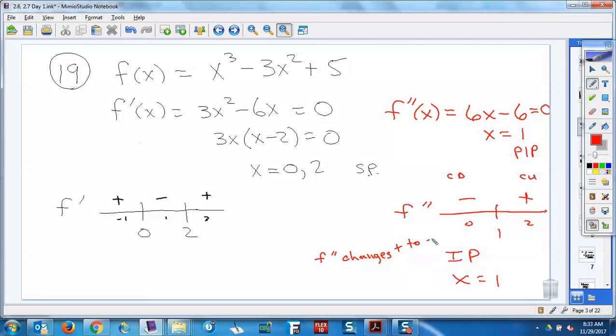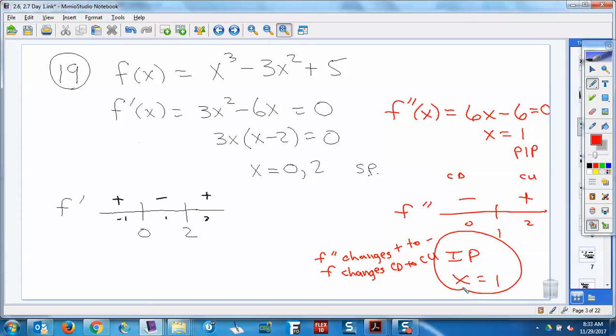And I told you on the quiz, you had to do this, right? If you're doing a local max min problem, you have to say, this is a local max because f prime changes positive to negative, so therefore f changes from increasing to decreasing. Well, here, f double prime changes positive to negative, so f changes concave down to concave up. Now, with an inflection point, we don't care which way it changes, so you could just say f double prime changes sign, so therefore f changes concavity. That would be enough, okay?